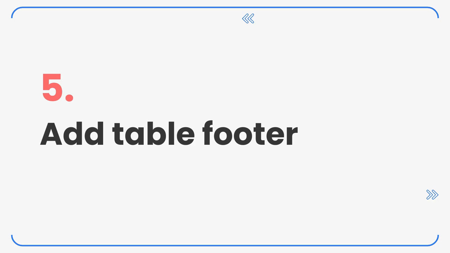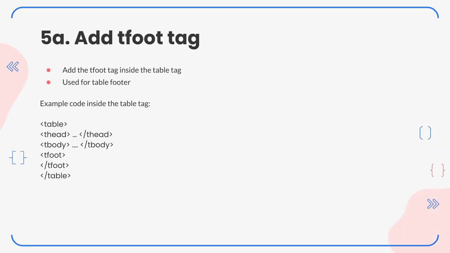And now we want to focus on adding the table footer. So you need to add the tfoot tag. It's used for the table footer. So the tfoot tag is right below the tbody tag. And I just wrapped up these lines because we don't need them right now.